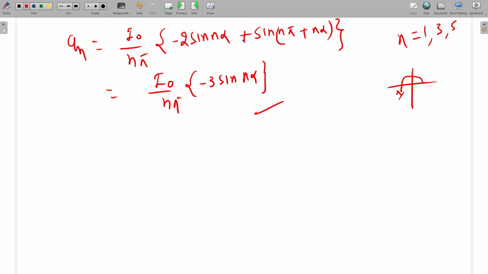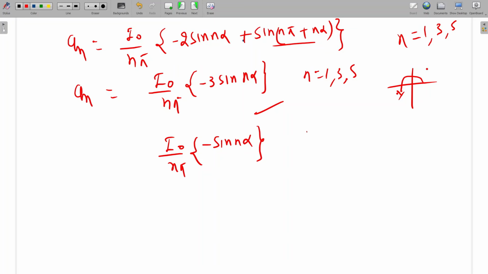This is the value for only odd harmonics. Even harmonics will also be there. So for 2 pi plus alpha, it will become positive. For n equal to 1, 3, 5, this will be the value. For the other harmonics, what will be the value? That will be I naught upon n pi, and this will be plus, so it will be minus sine n alpha, for n equal to 2, 4, 6. Is it clear up to now to all?